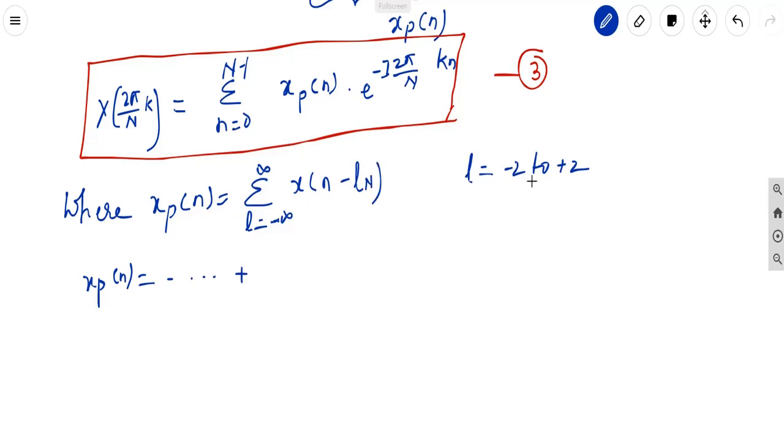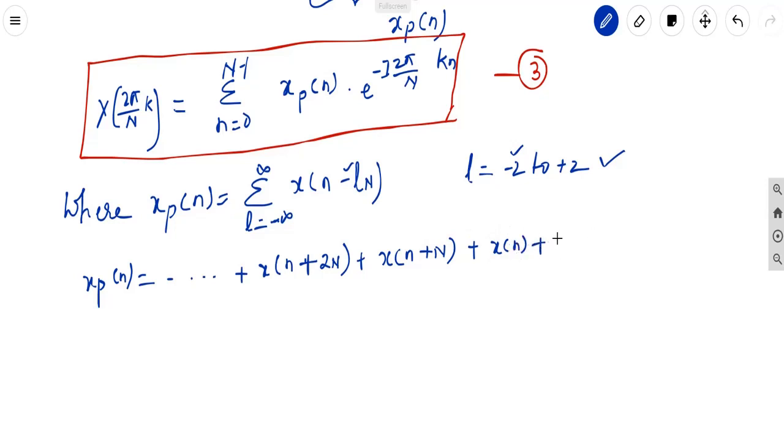Now we'll expand this equation. The range is minus infinity to plus infinity, so we cannot expand such a large term. So we will take it as minus 2 to plus 2 and start expanding. If L is equal to minus 2, this becomes x of n plus 2N. Next, when L is equal to minus 1, this becomes n plus N. When L is equal to 0, this becomes x of n.